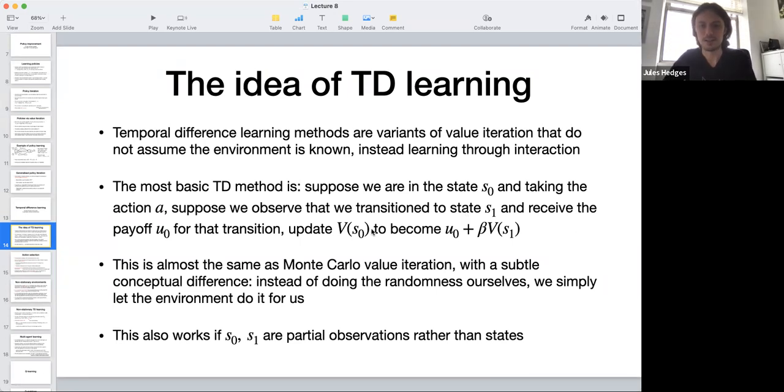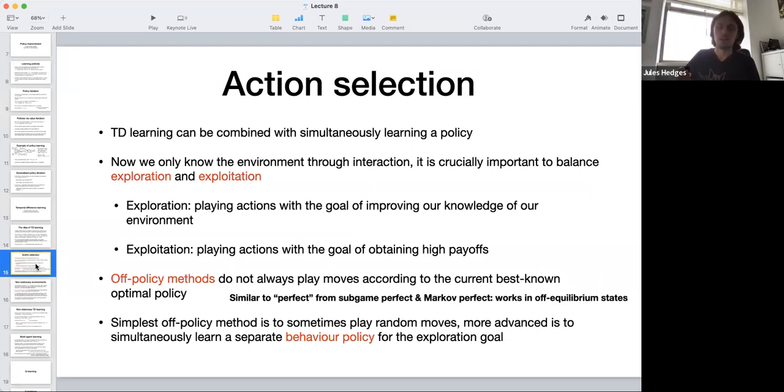So this is very closely related to Monte Carlo value iteration, but it's subtly conceptually different, because in Monte Carlo, we know the distribution and we simulate the distribution ourselves. We do the randomness ourselves in the algorithm. Whereas this, we simply let the environment do its thing, which is random. So we let the environment do the randomness for us. So the end result is basically the same, but conceptually it's a bit different. And as I said in the previous video, this can also be combined with simultaneously learning a policy.